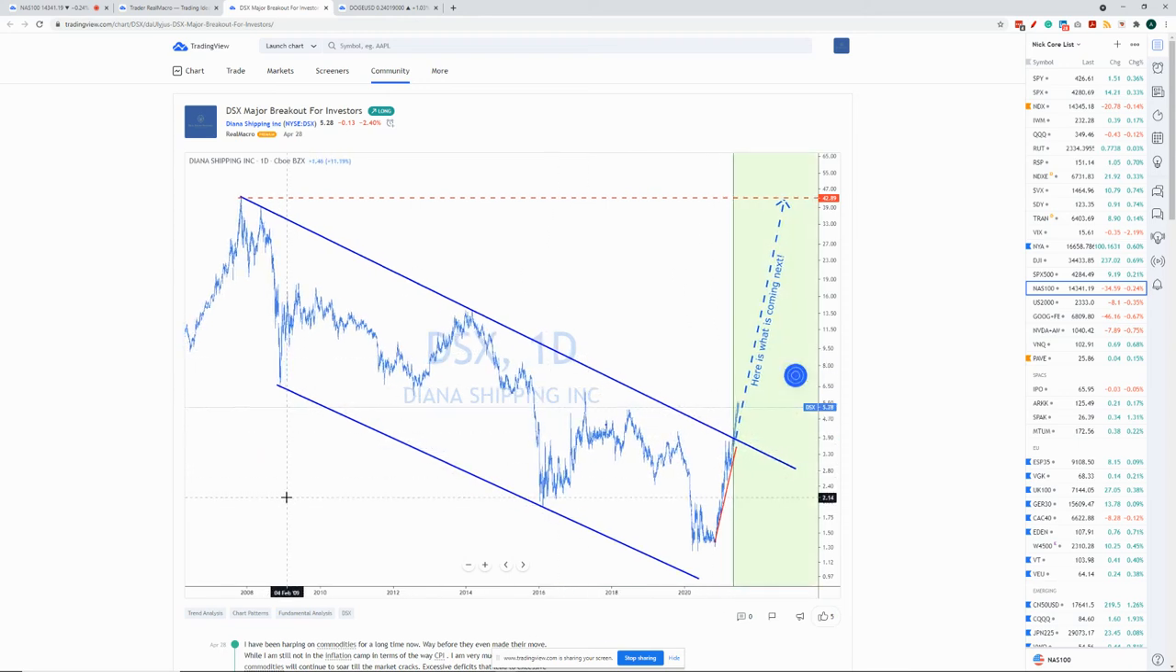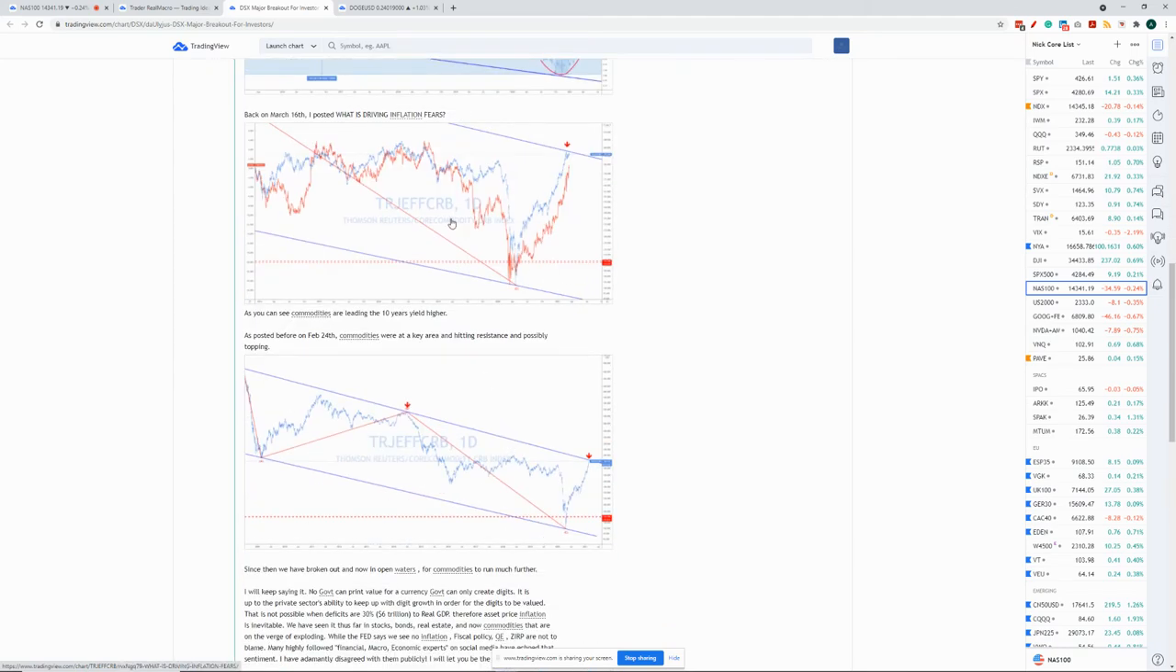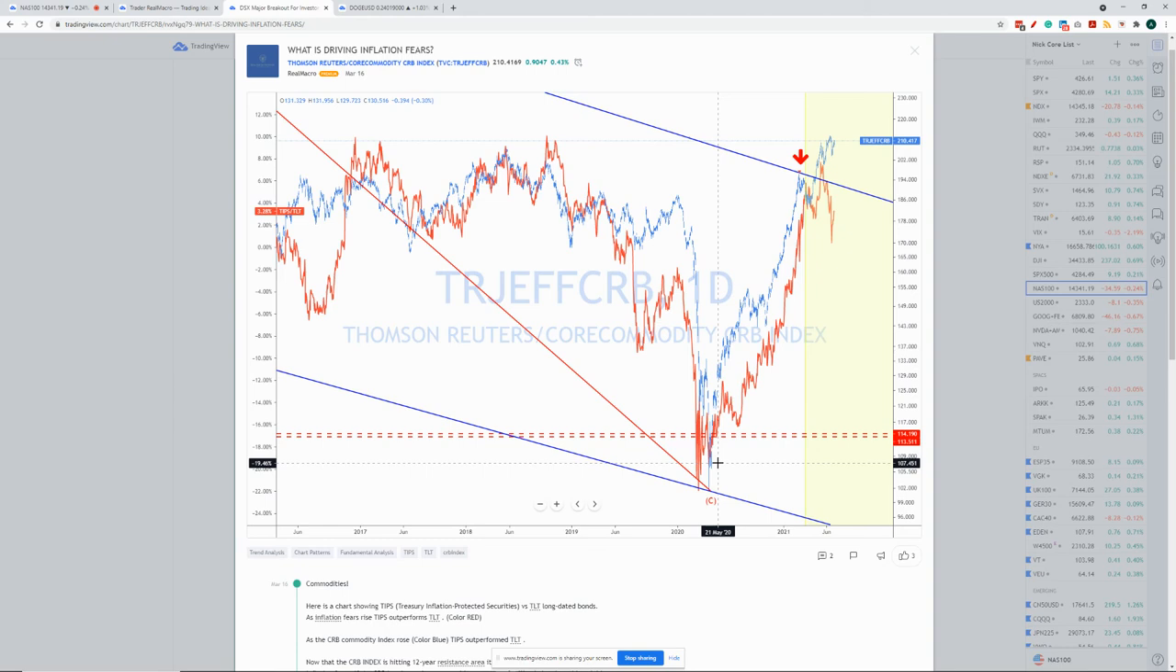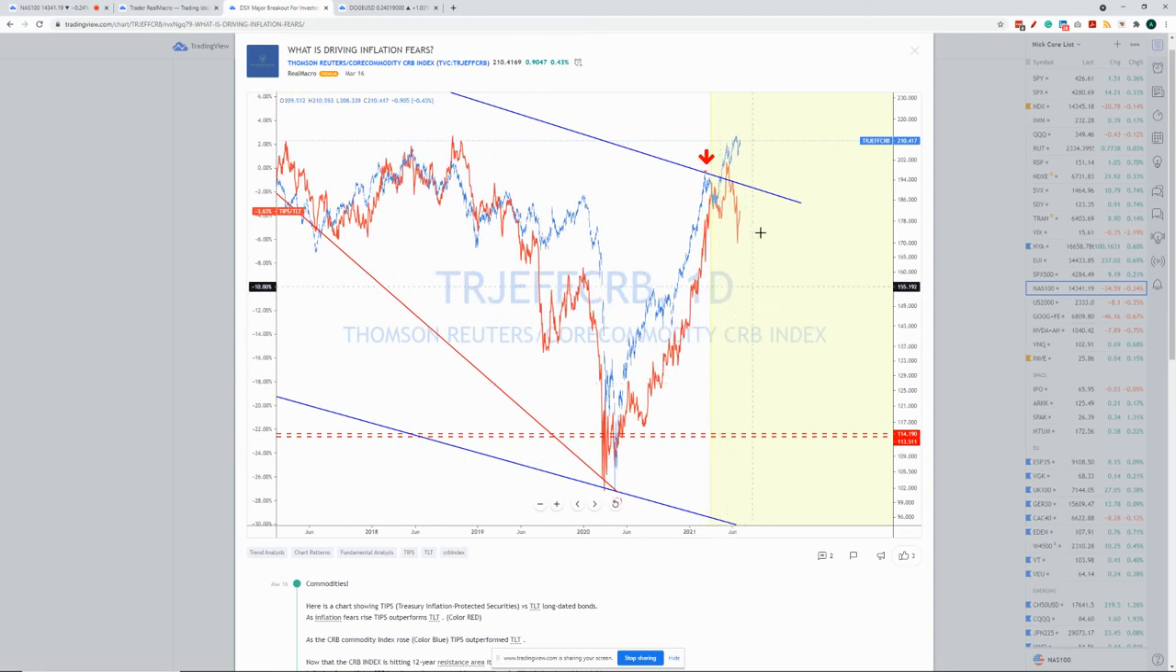All right. So Diana Shipping took off, up 50% since I first posted it back on April 28th. And you can see them down here. Again, the red line is TIPS versus TLT. TIPS are Treasury Inflation Protected securities. As you can see, as commodity prices rose, TIPS were outperforming bonds. Lately, that has not been the case, but I am willing to bet that so long as the CRB remains high, you're probably going to see this catch up.